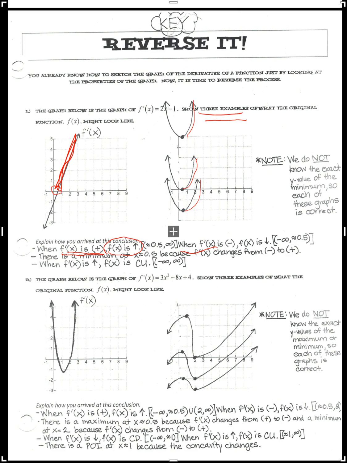When the derivative is negative, the function is decreasing. So I see the derivative is negative from here to here. So I said from about negative infinity to negative 0.5, I need to make sure my function is decreasing, which it looks like right there.